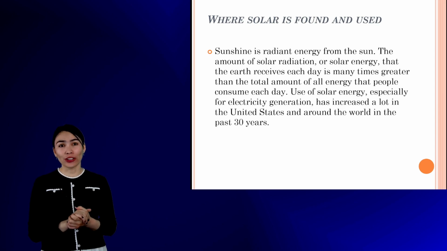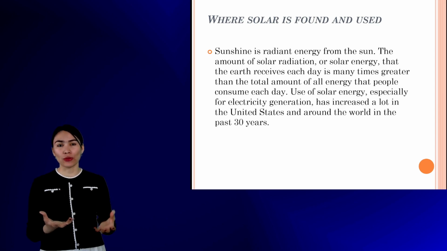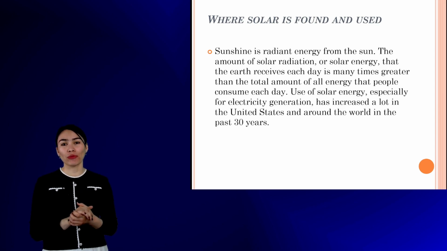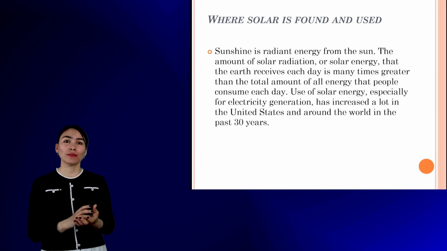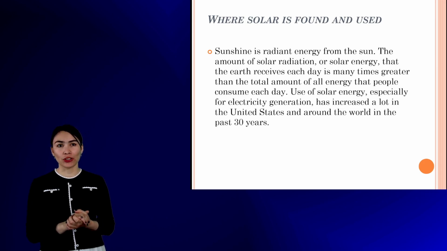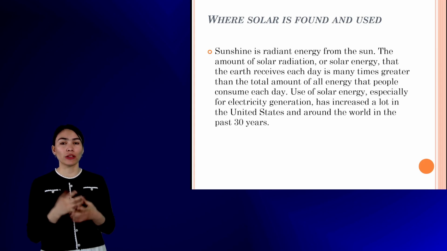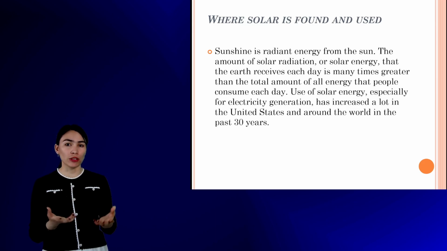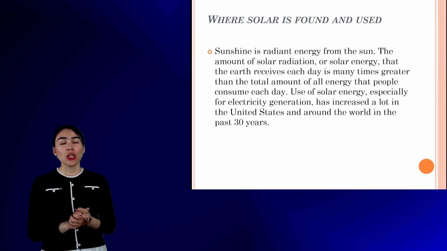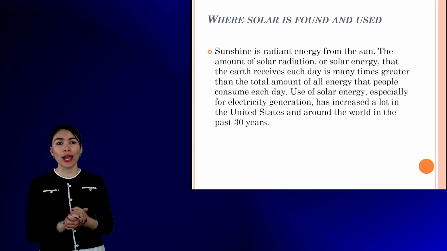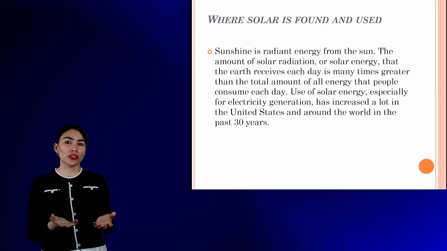So where is solar energy found and used? Sunshine is radiant energy from the sun. The amount of solar radiation, or solar energy, that the Earth receives each day is many times greater than the total amount of all energy that people consume each day. Use of solar energy, especially for electricity generation, has increased a lot in the United States and other parts of the world in the last 30 years.